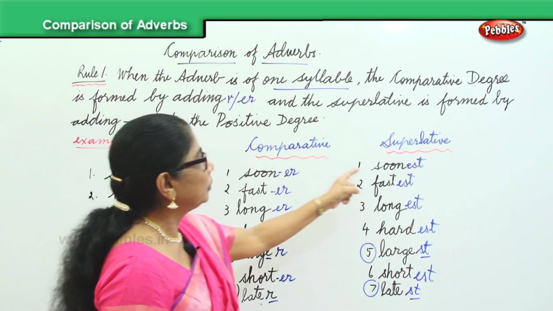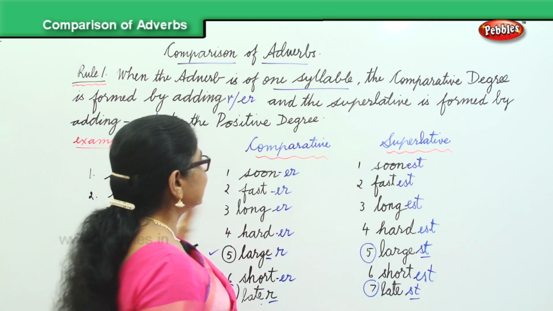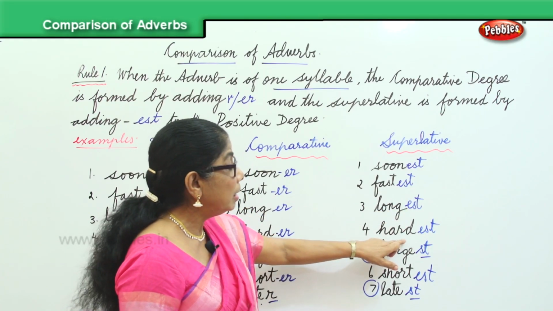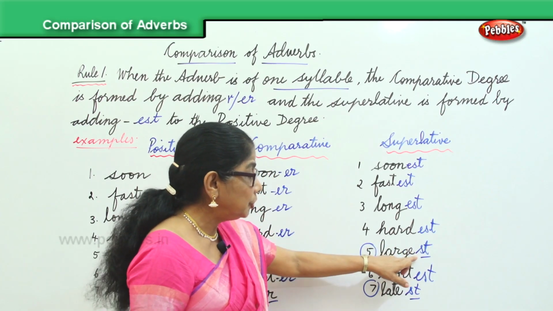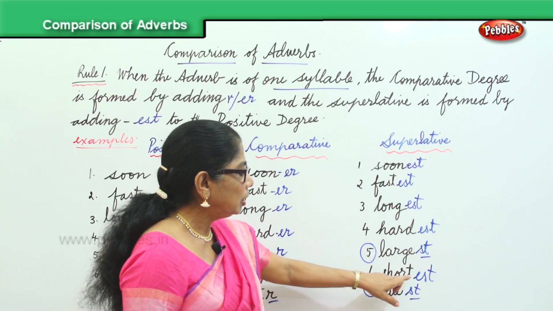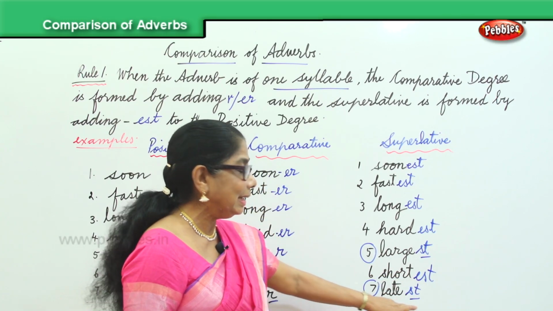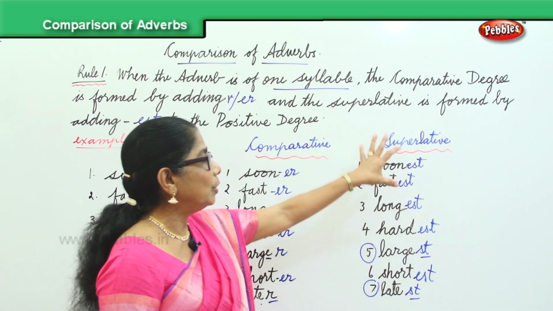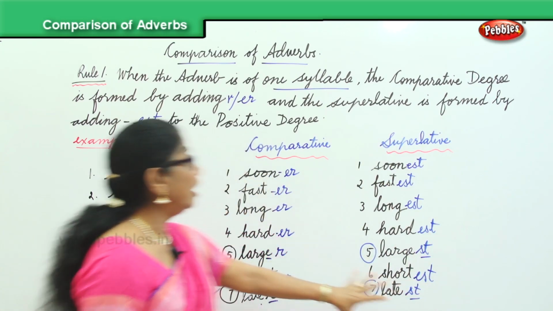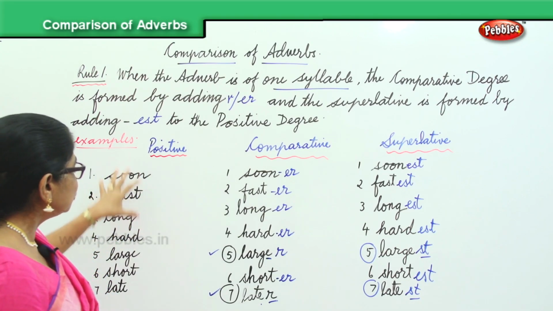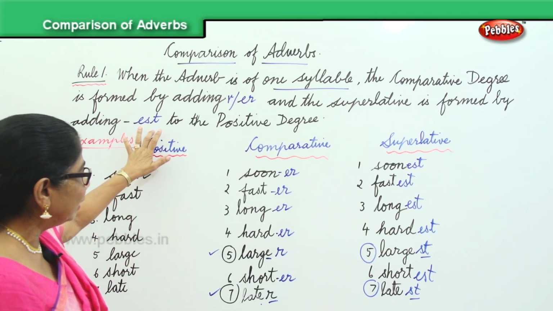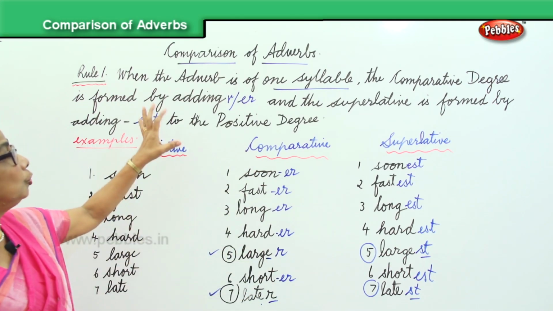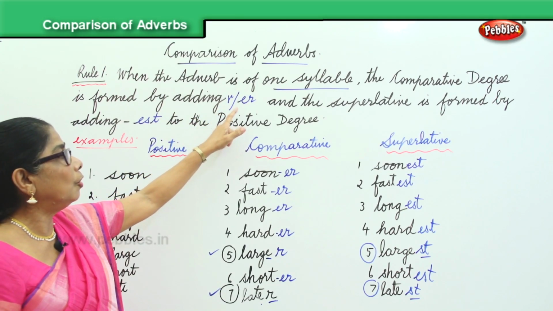Sooner, soonest. Fast, fastest. Long, longest. Hard, hardest. Large, largest. Short, shortest. And late, latest. So here you add st. To form the superlative degree for the comparison of adverbs from the positive degree, you add est, and to find the comparative degree for a single syllable, either r or er is added.